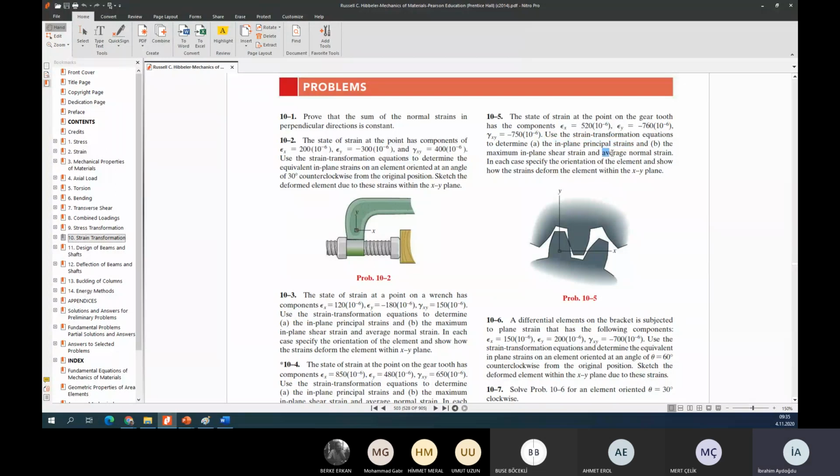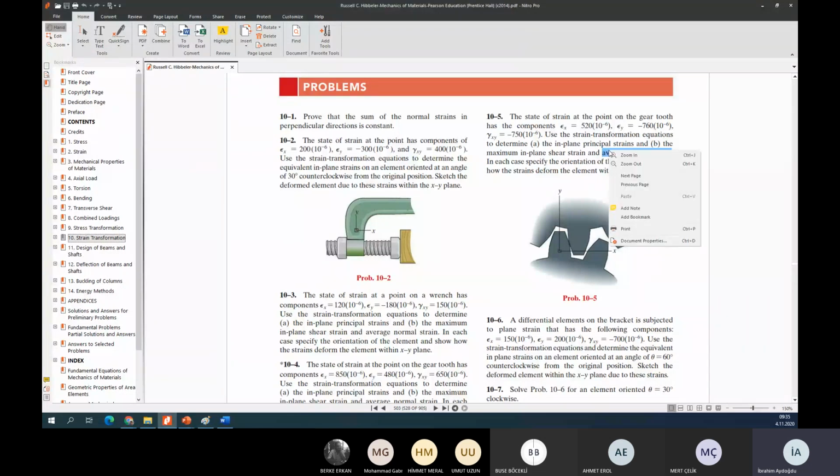What about the average normal strain? Does anyone want to guess? Hocam, what is the meaning of the average normal strain? Buse, Mert, Ahmet. Just guess for me. Oh, Mohammed, welcome. Umut. What is the meaning of the average normal strain? Okay, no one guesses. Okay, I will guess for you.